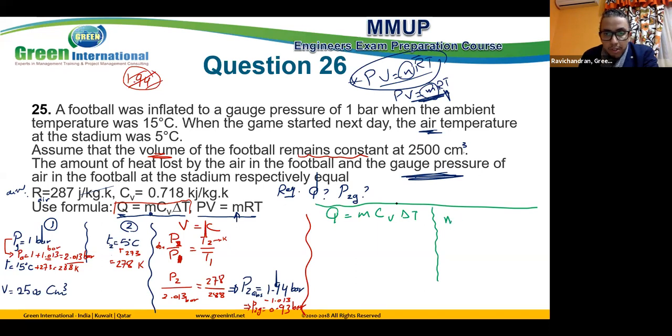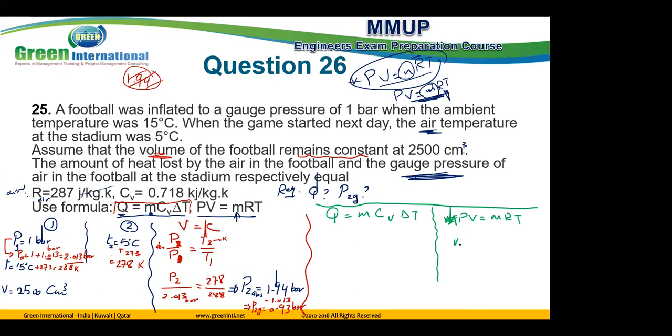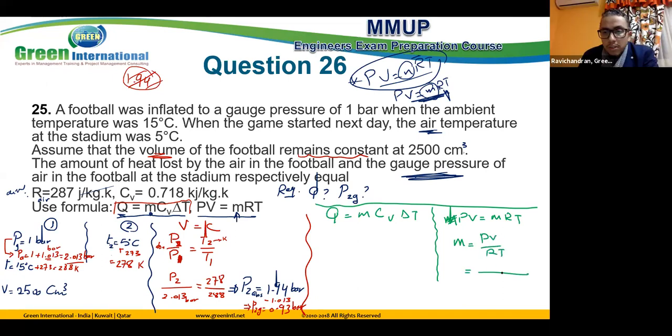From where? From this equation, PV equals mRT. So m is equal to PV over RT. Let's substitute P, whether P1 or P2 as you wish. But if you use P1, use T1. If you use P2, use T2.